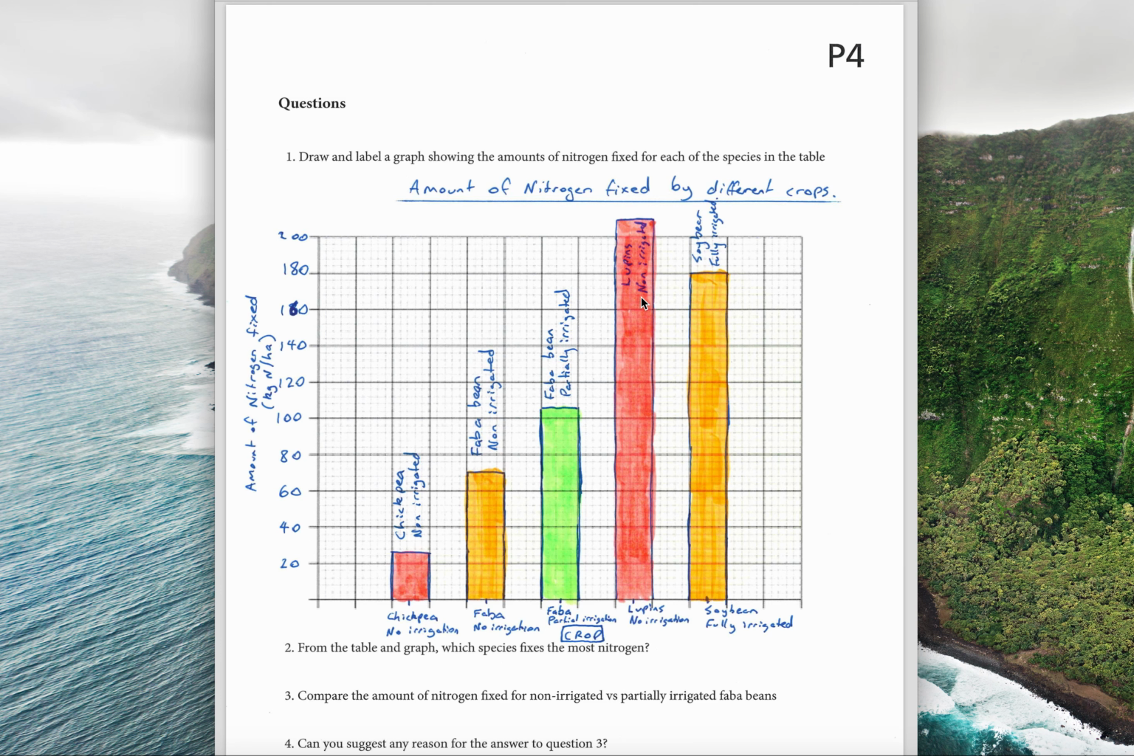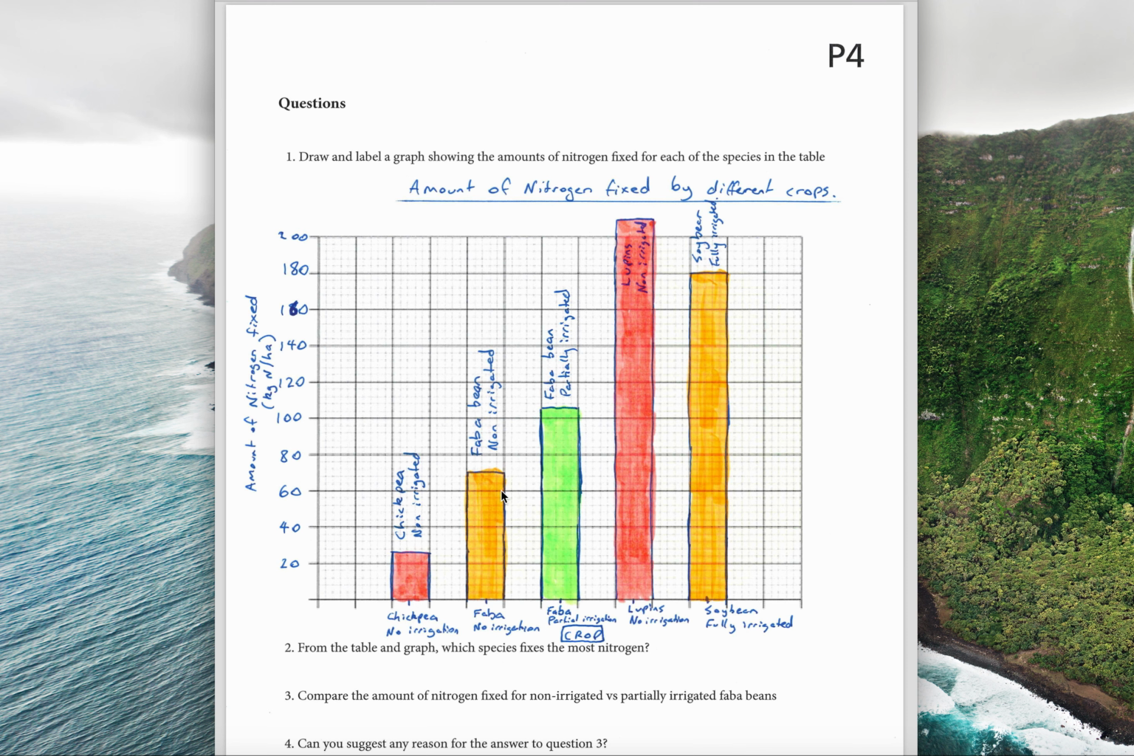So it seems here, according to this graph, that lupins out of these plants are the best at putting nitrogen back into the soil from the atmosphere. And that's without irrigation as well. So that is quite a good amount.